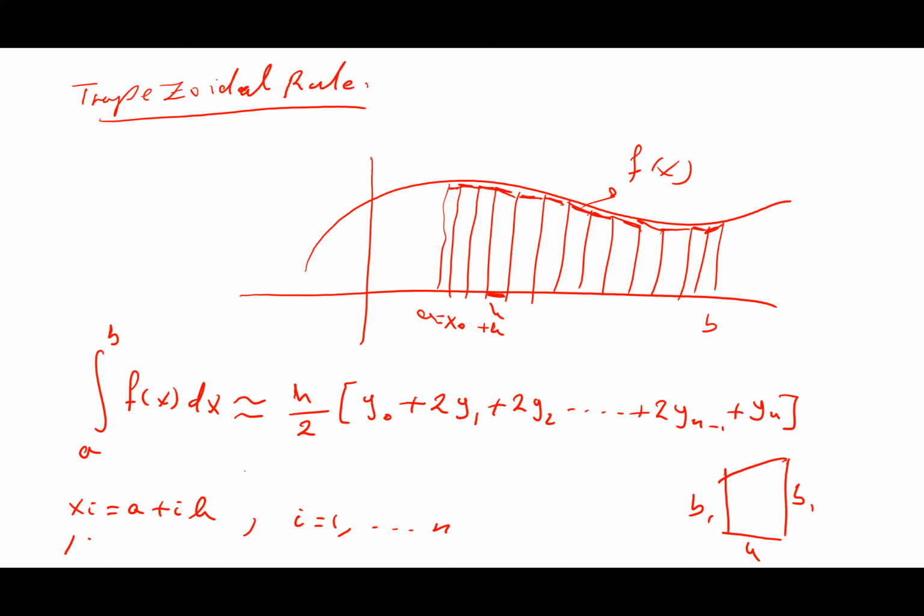And h is equal to b minus a divided by n. As I mentioned before, n is the number of the subintervals between a and b, the number of the partitions. So this is the trapezoidal rule. It is h divided by 2 multiplied by y sub 0 plus 2 y1 plus 2 y2 up to y sub n.